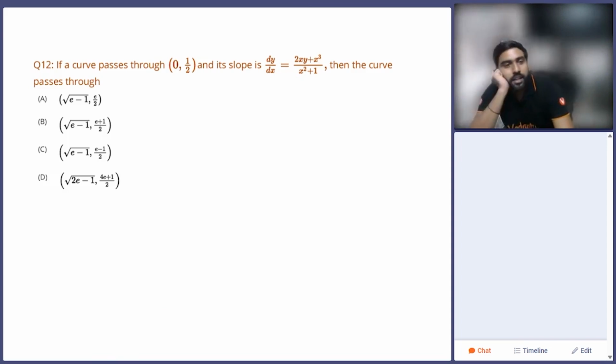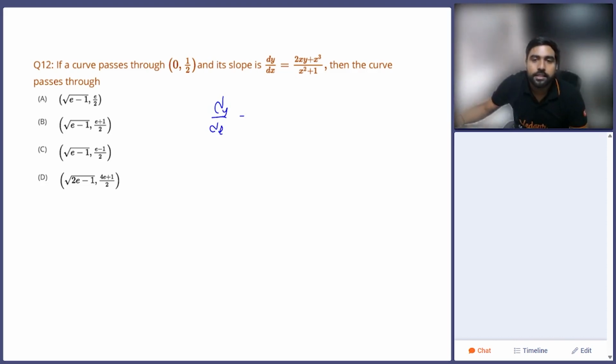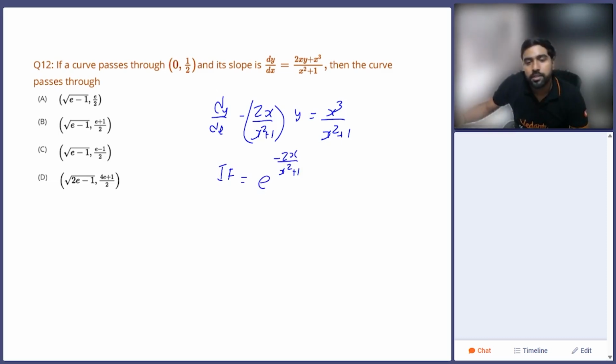What we have over here: a curve passes through the point 0 comma 1 by 2, and the slope is given by dy by dx is equal to 2xy plus x cube upon x square plus 1. I can write this as dy by dx minus 2x upon x square plus 1 into y equals x cube upon x square plus 1. So this is a linear differential equation. The integrating factor will be e power integral of minus 2x upon x square plus 1 dx, which is e power minus ln of x square plus 1.